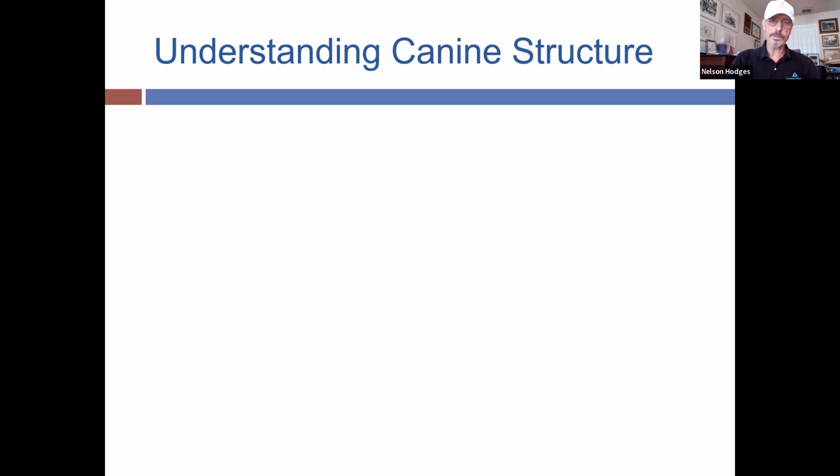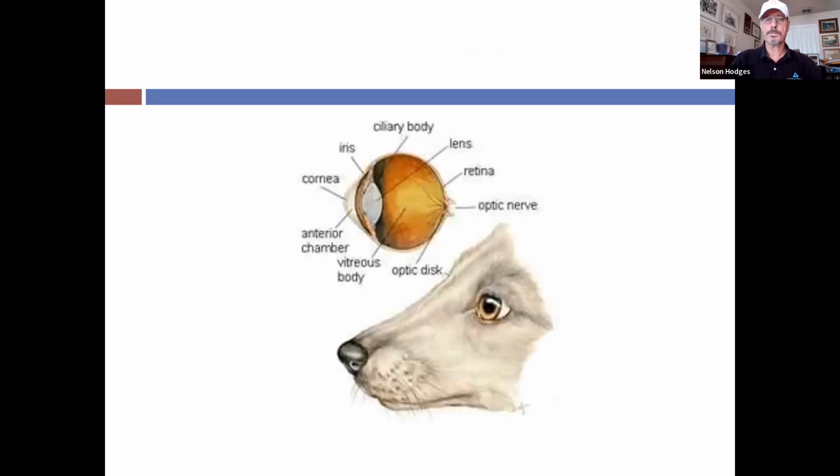So we're going to delve a little bit into understanding canine structure. We're going to go over the eyes. There's four main areas that we're going to cover briefly: eyes, ears, nose, and then feel. So the eyes, their structure is virtually identical to ours. Eyes developed hundreds of millions of years ago, actually, as a way to detect light. And each animal has a sensitivity to different light ranges.